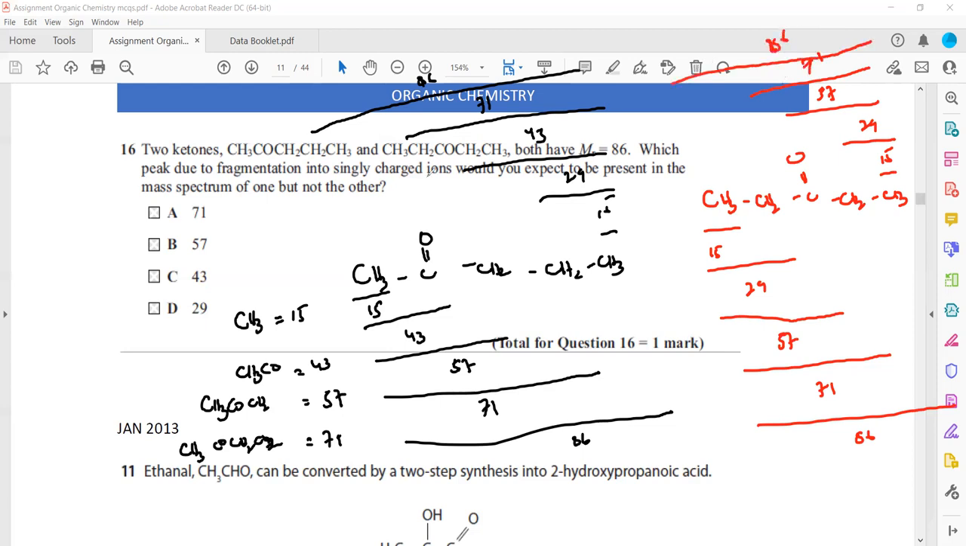So the question is, which one are we getting a unique peak for? There is 15 in both, so 15 cannot be the answer, as it is there in both. Then I check 43 is there.